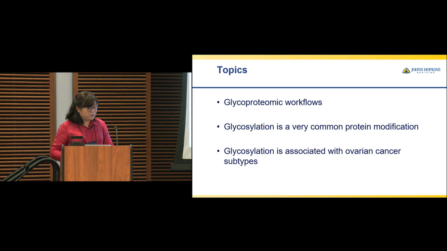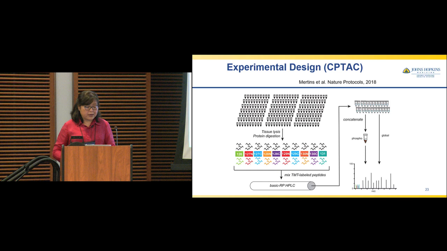This is one of our projects in our lab, where we work on a large number of tissue samples, supported by the Clinical Proteomic Tumor Analysis Consortium, NCI. In each project, for example, we just completed the ovarian cancer project, published in 2016. Now we just finished our kidney cancer project. We make the data available to the public, and in each project we generally analyze 100 to 200 tumor samples using the TMT-based strategy.